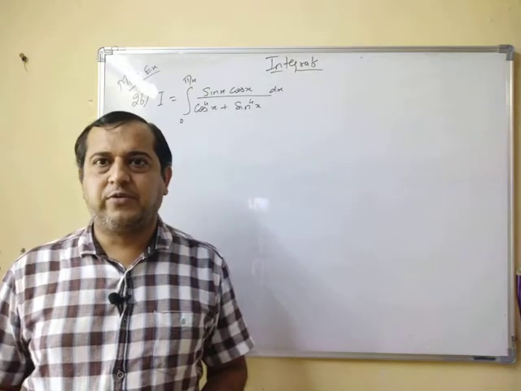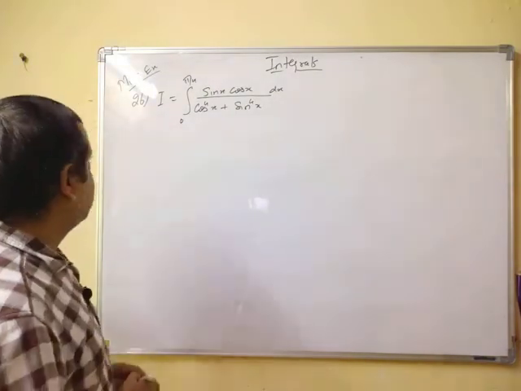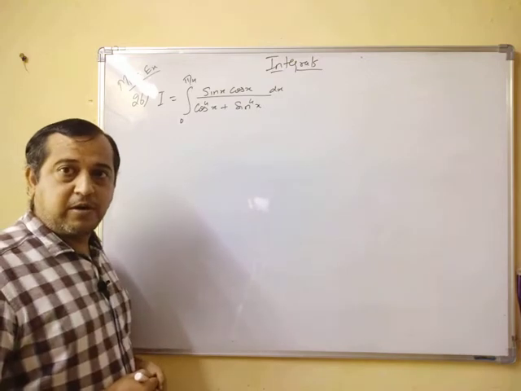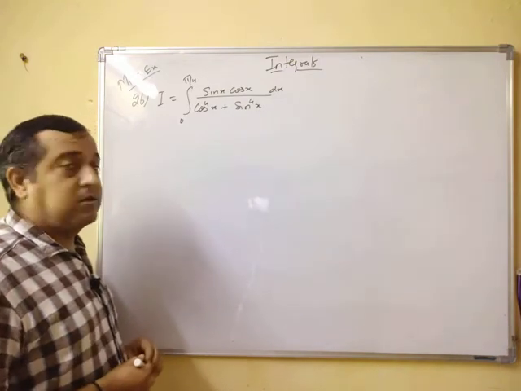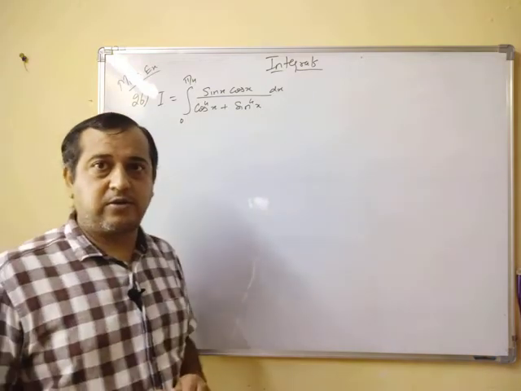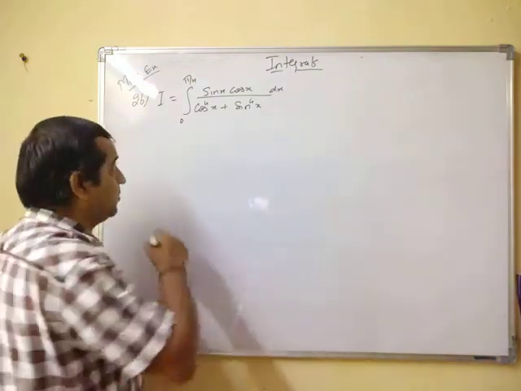Okay, proceeding further, we come to the next question. Question number 26 of miscellaneous exercise, chapter definite integrals. You are having I is equal to integral from 0 to pi by 4 sin x cos x dx. Okay, now see how to solve this.